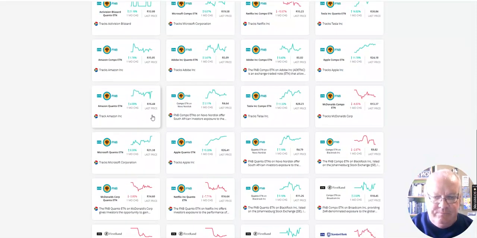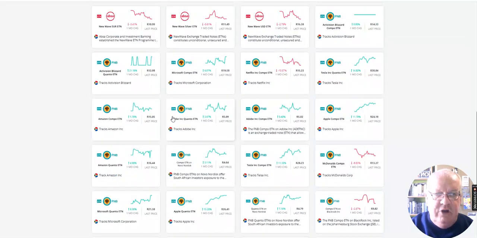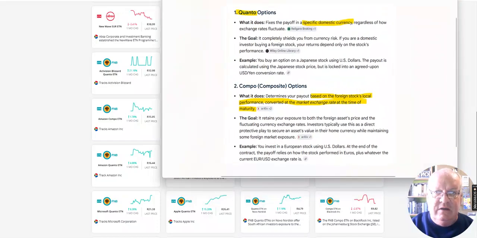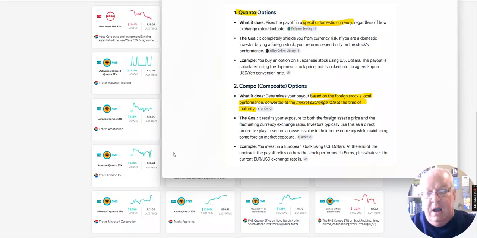You'll see, by the way, some of these say Quanto and some of them say Compo. Do you see that one? It says Compo and that one says Quanto. And you may be wondering what the difference is. Well, Quanto is linked to your domestic currency, the rand, but a Compo is based on the market exchange rate at the time of maturity. So in other words, I normally buy the Compo because I'm thinking that the US dollar is going to get stronger compared to the rand, and maybe I'll do better with the Compo. But it doesn't really matter. But in case you're interested, there's the difference between Quanto and Compo.